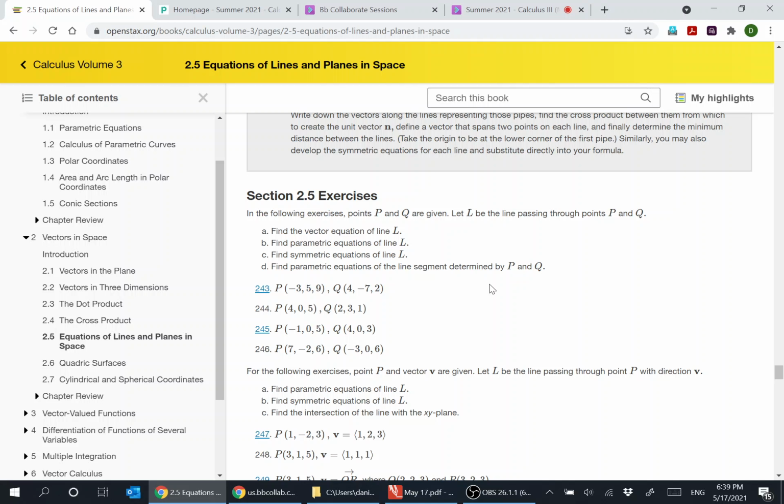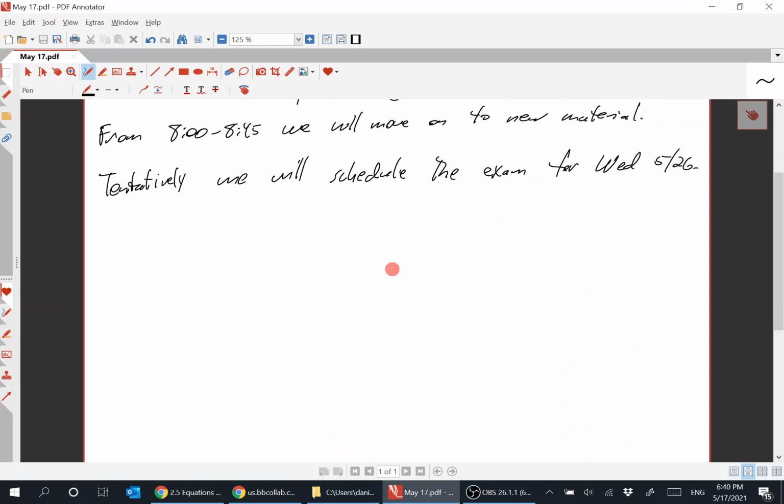All right, so for the following exercises, points P and Q are given, and let L be the line that passes through P and Q. Find the vector equation of the line. And part B is the more important one: find the parametric equations of the line, the symmetric equations of the line, and the parametric equation for the line segment from P to Q.